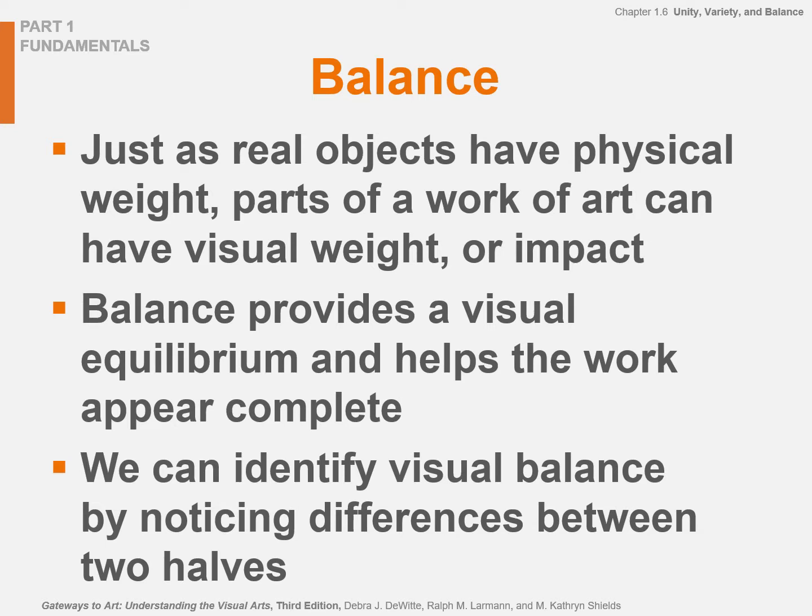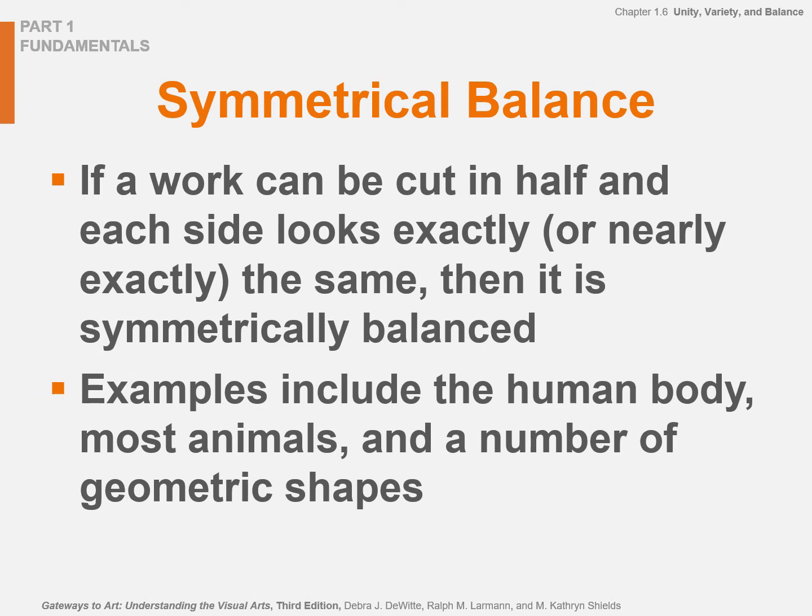When we begin to talk about balance, just as real objects have physical weight, parts of a work of art can have visual weight or impact. Balance provides a visual equilibrium, and helps the work appear complete. We can identify visual balance by noticing differences between two halves. There are three types of balance: symmetrical, asymmetrical, and radial. Now we're going to first talk about symmetrical balance.